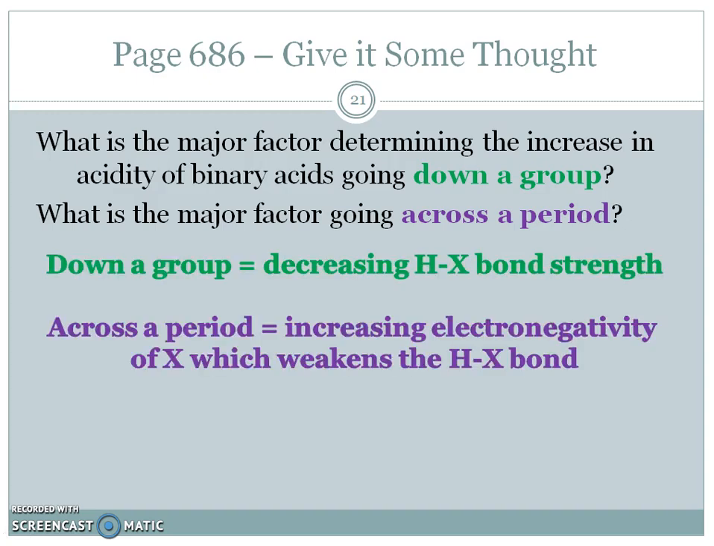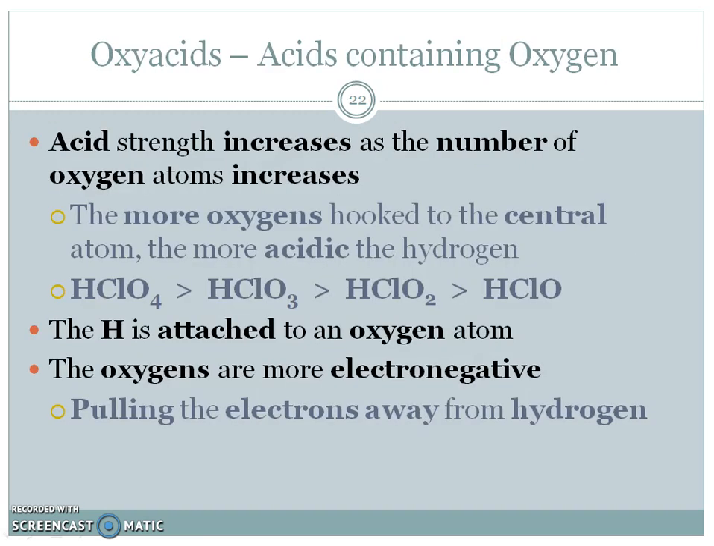Hopefully you came up with that because that's what you just learned. So oxyacids, again, these are also acids, but binary just meant two elements together. Oxyacids are talking about an H with a polyatomic ion, but now those polyatomic ions have to have oxygen in them. So the more oxygens you have, the more acidic it's going to be. So this HClO4 is very, very acidic compared to the HClO. So you have 4 oxygens compared to 1.